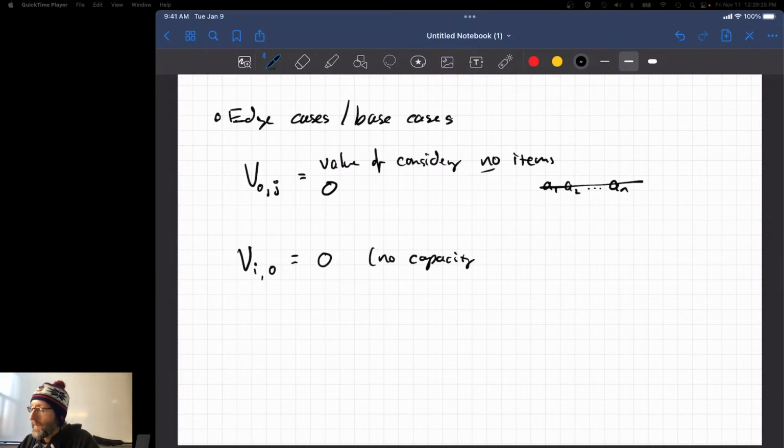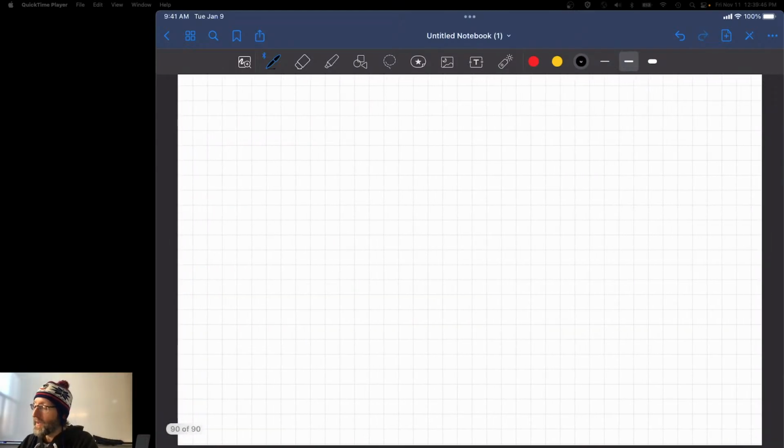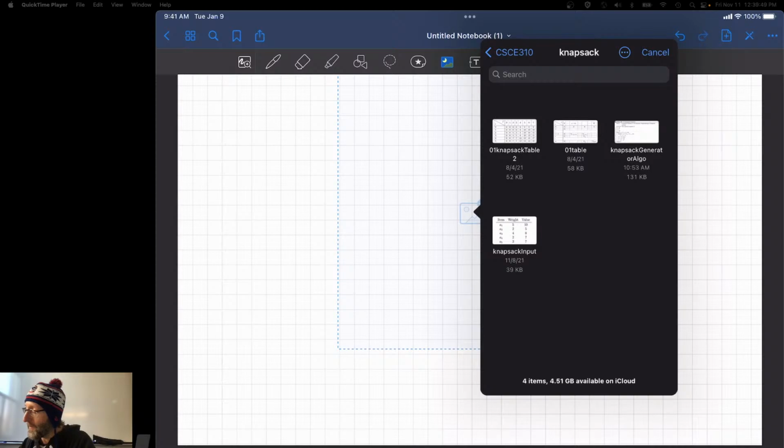Right? This suggests a table. Yeah, go ahead. j is dependent on i, so if i is 0, then for any j, it doesn't matter what weight. If you had a weight capacity of 5, but you didn't take anything, okay. If you had a weight capacity of 10, but you didn't take anything, right? So they're independent. This suggests a table that looks something like this. I'm just going to go ahead and grab it.